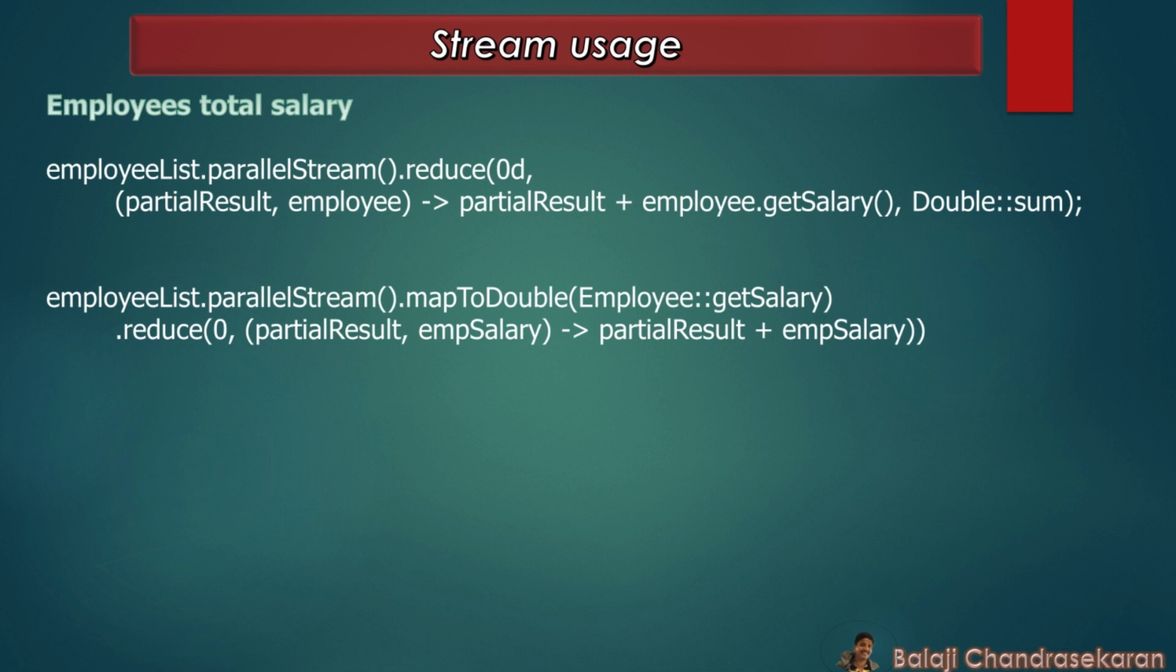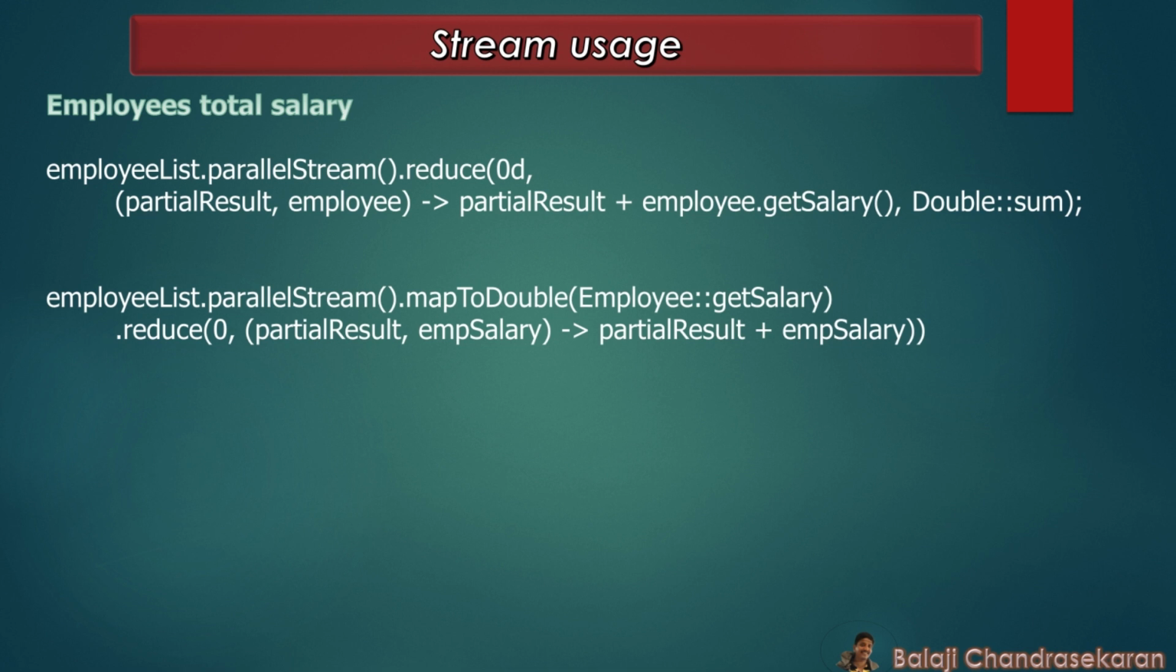In this case, it's the method reference to the Double.sum method, which adds two double values together. Overall, this code calculates the total salary of all the employees in the stream by summing up their salaries. It does this in parallel, potentially leveraging multiple CPU cores for improved performance.